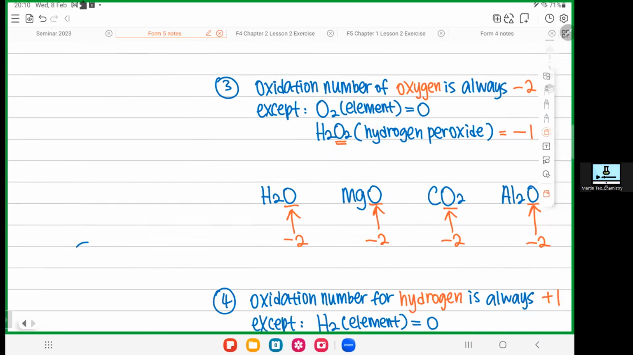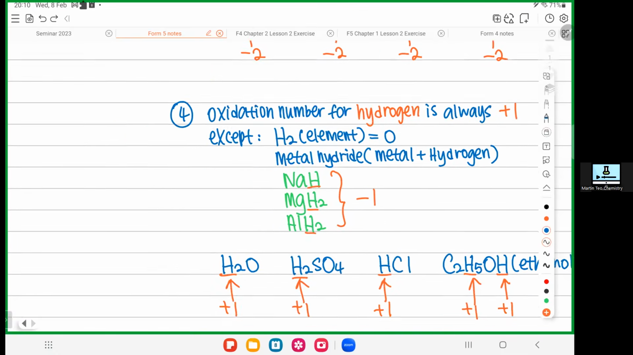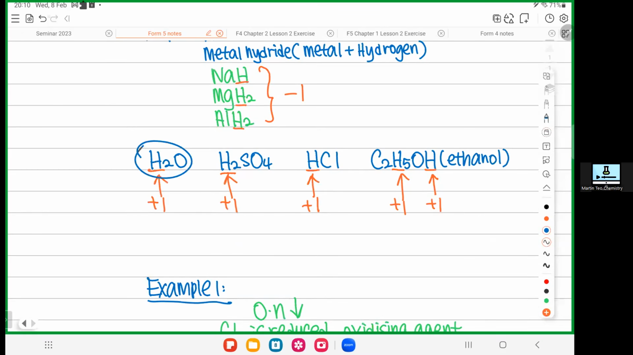Next one, oxidation number for hydrogen. Hydrogen is always +1 for the oxidation number. For example, water has hydrogen inside, so it's +1.